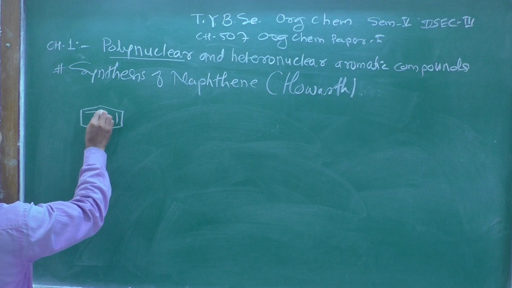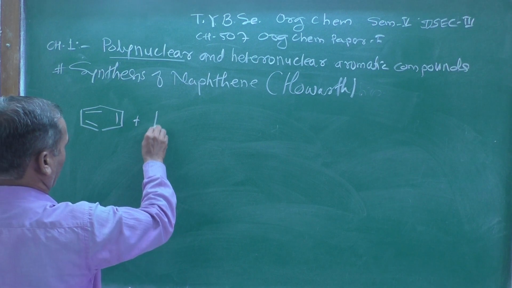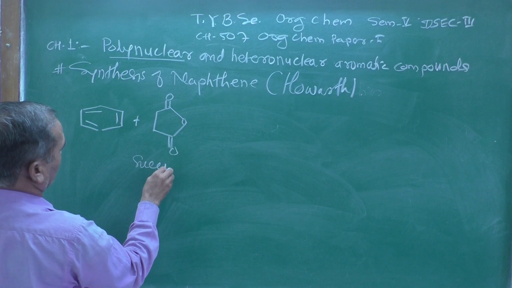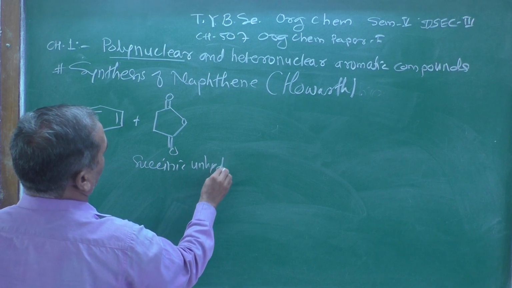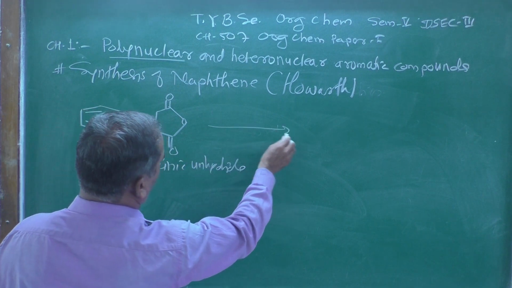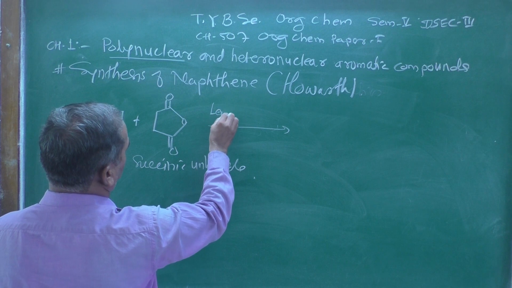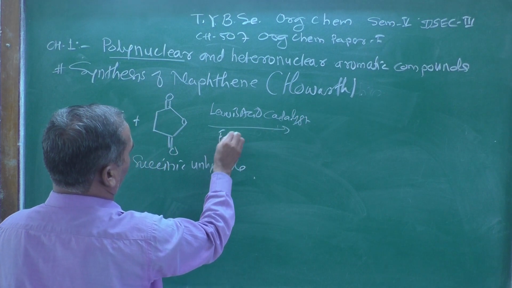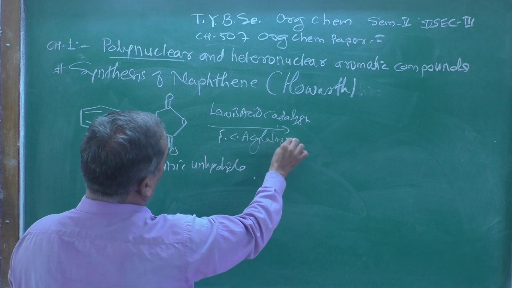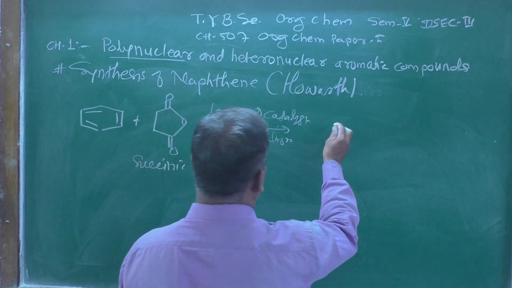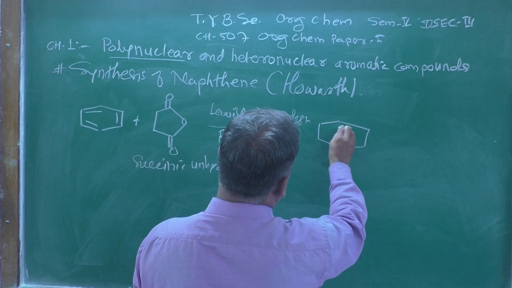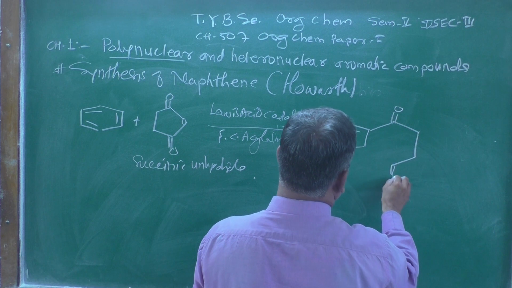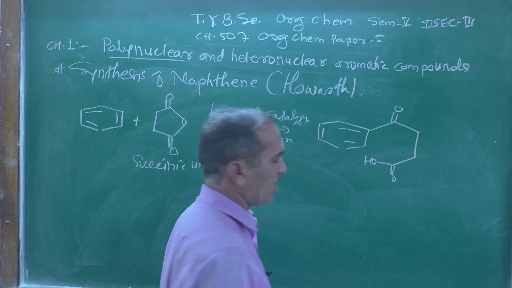For that, the benzene will be treated with the compound which I am showing over here, the succinic anhydride, and this succinic anhydride under the Lewis acid catalyst, there would be a Friedel-Crafts acylation reaction that took place, and the compound formed, or what we can say the intermediate form, is this one, like the C double bond O and hydroxy is there.